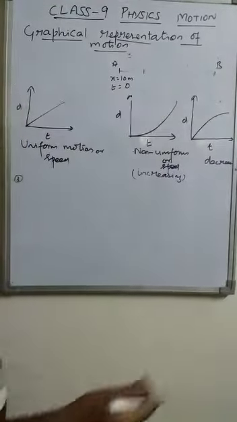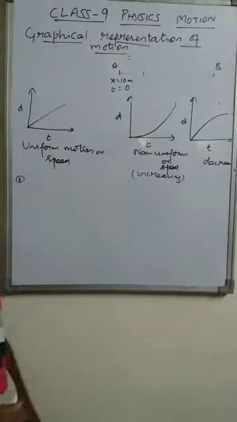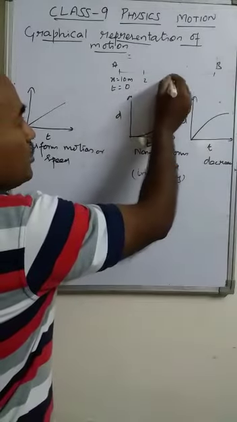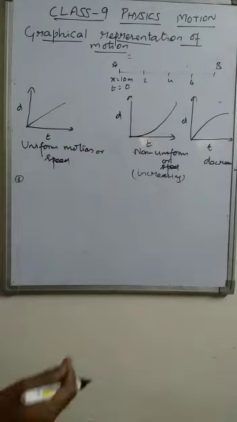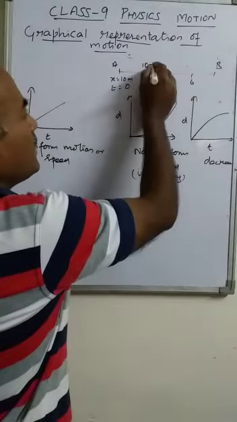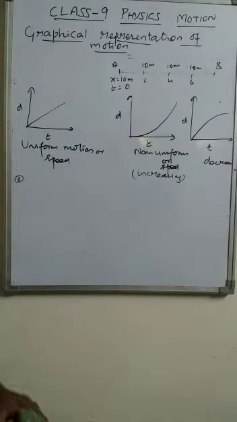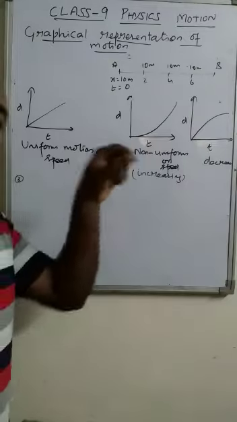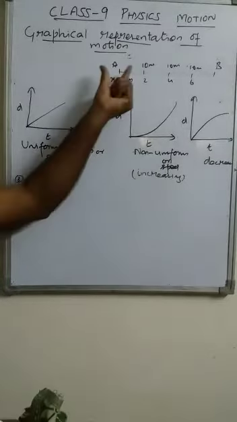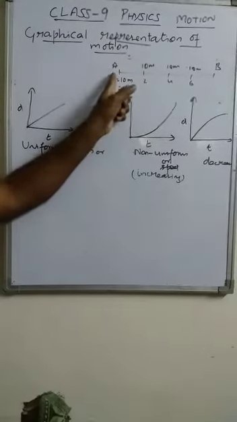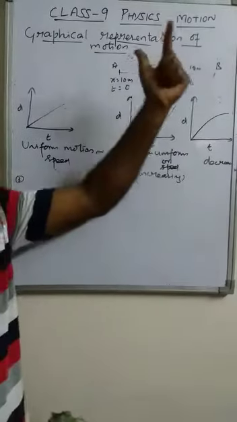Then as we observe the motion continuously, the time increases: 2 seconds, 4 seconds, 6 seconds. In this way the time increases, but we see that the position of the object remains the same, 10 meter, 10 meter. So continuously the object's position is at 10 meter from the origin. From this we can say the change in position is how much? 10 meter minus 10 meter, change in position 0. Therefore the distance traveled is 0.